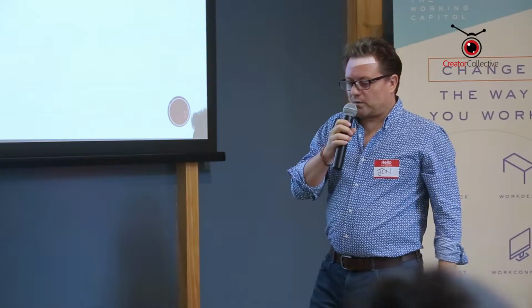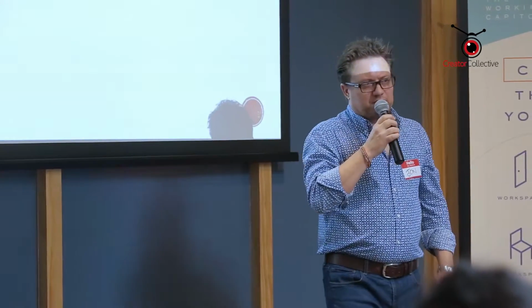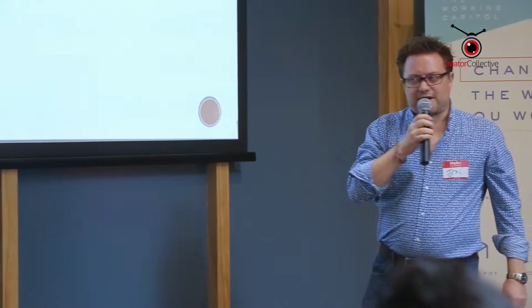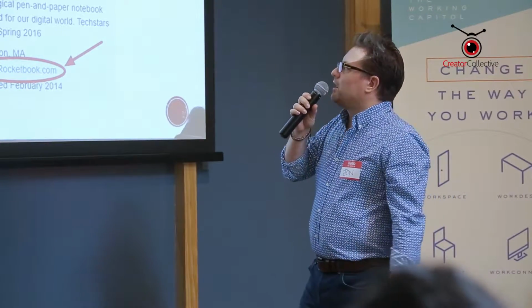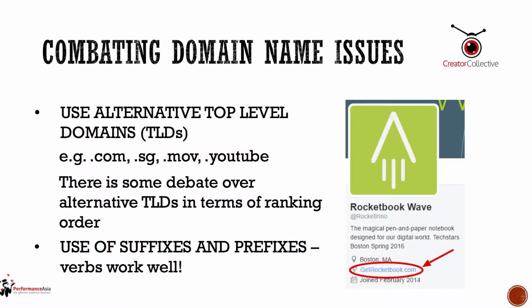And there's still some debate whether or not a .com is actually better than a .com.sg or a .sg. I don't tend to believe in that. If there are now 12,005 around, it can't be ranked. And as I said before, the use of language and use of suffixes works well.